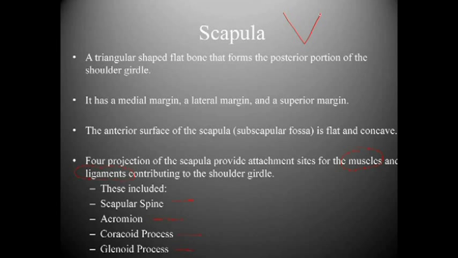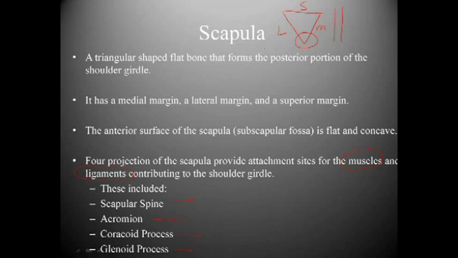as a triangle, with this being the spine. This would be medial, this would be lateral, and this would be superior. Notice there's no inferior margin because of the point that originated from the joining of the medial and lateral borders. The anterior surface of the scapula is called the subscapular fossa, and it's flat and concave.